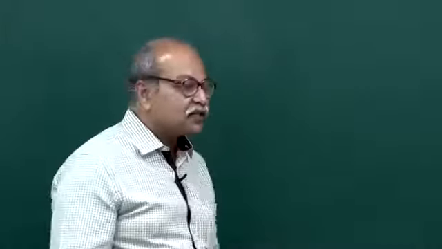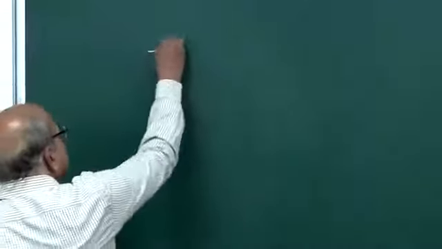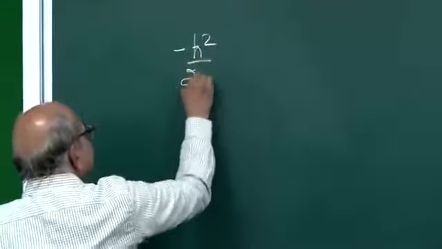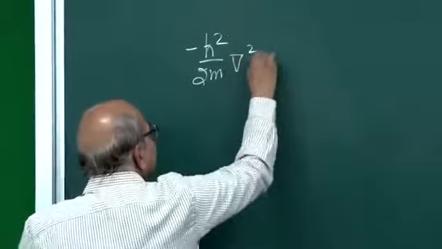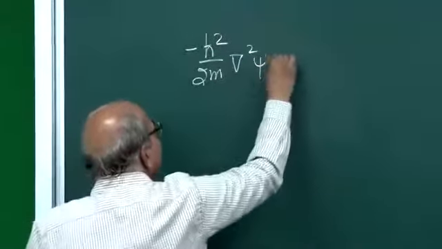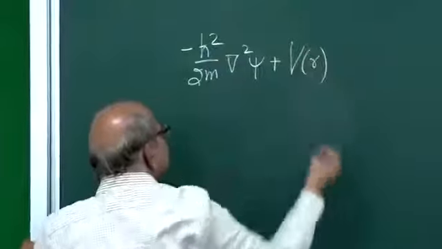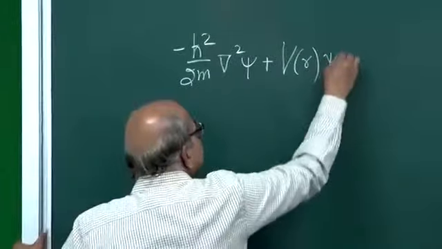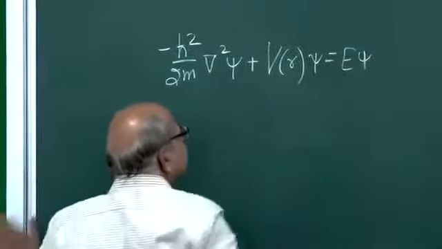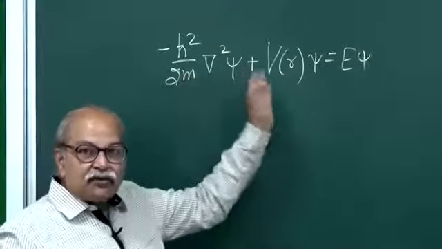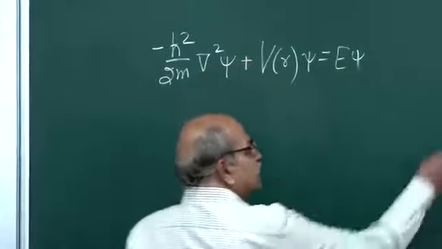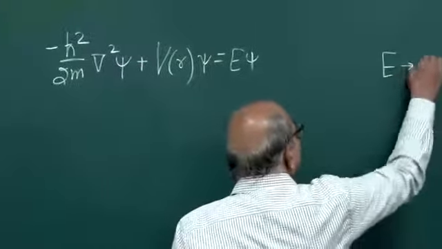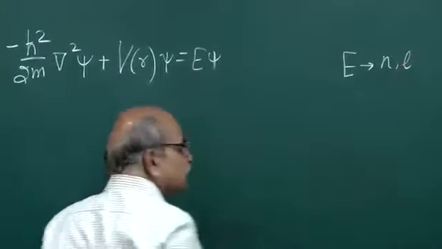And if you take that approach, then you still have the Schrodinger equation with a central potential: minus h cross square by 2m del square. This is the kinetic energy operator, and then this equivalent central potential, and this is equal to E psi. The only difference from hydrogenic levels is that now energy depends on n as well as l.